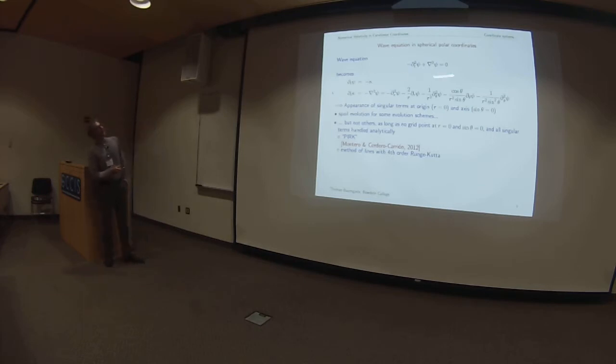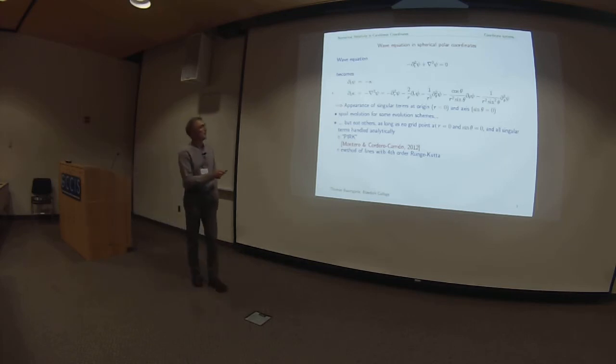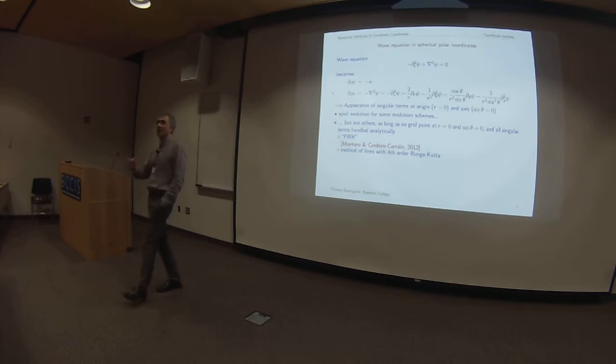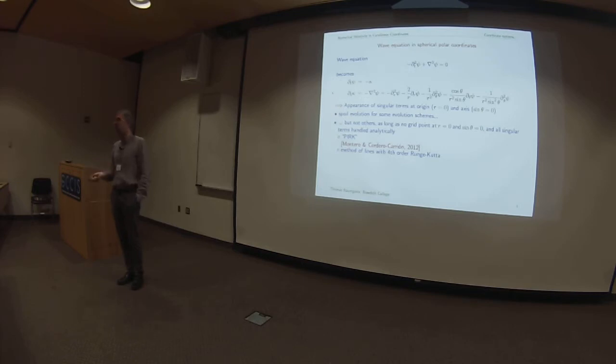So here's an example. This is the wave equation in spherical polar coordinates, which we can write in first order in time form in this way. If we now write this Laplace operator in terms of spherical polar coordinates, you see you get all these terms that diverge at the origin and on the axis. Now clearly, if you use a code that has grid points on the axis or at the origin, then basically you're done. So let's not do that.